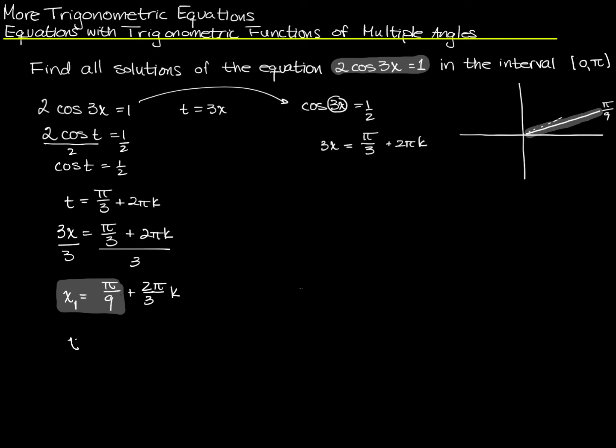When I do that, I get another solution that is about 2.4435. And I got that by taking pi over 9, my first solution where k is 0. When k is 1, it's pi over 9 plus 2 pi over 3 times 1, which is about 2.4435. So this is my second solution, and I got it by adding pi over 9 plus 2/3 pi times k, where k is 1. Now, how big is 2.4435?